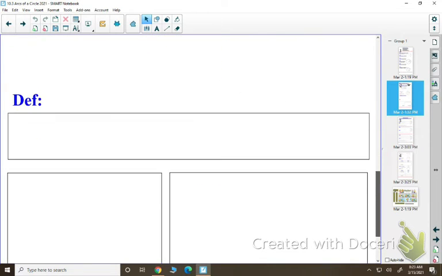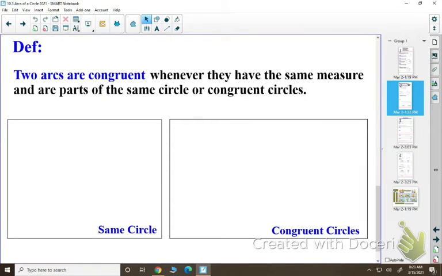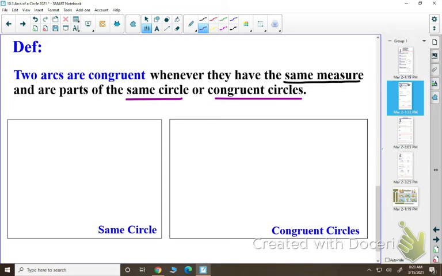So if we take a look at our definition here below, it says two arcs are congruent whenever they have the same measure, so again, they have to be the same degree. And they are parts, here's the second part, of the same circle, or they have to be congruent circles. So the ones we just looked at did not come from the same circle, and the circles were not congruent because we talked about in a previous lesson, for two circles to be congruent, they have to have the same radius. Like the radius length has to be the same. Maybe they both have a radius of 8 millimeters or something like that.